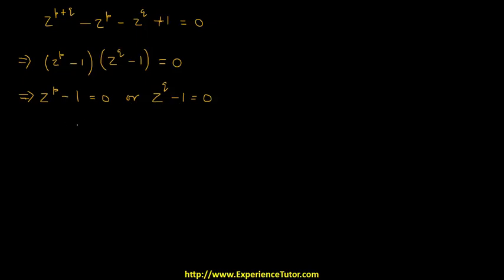Now we can write alpha to the power p minus 1 is equal to 0, or alpha to the power q minus 1 is equal to 0, as alpha is the root of the given equation. Why have we written alpha? Because alpha is the root of the given equation.